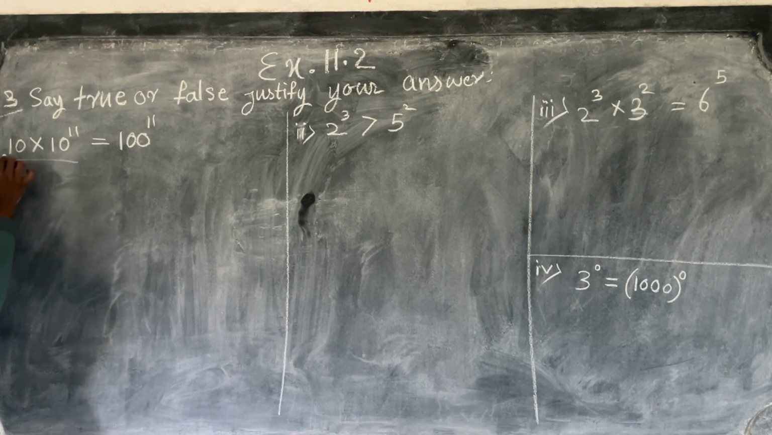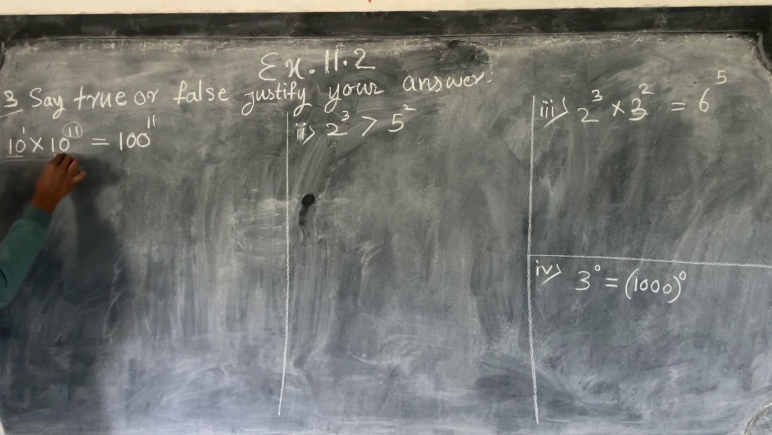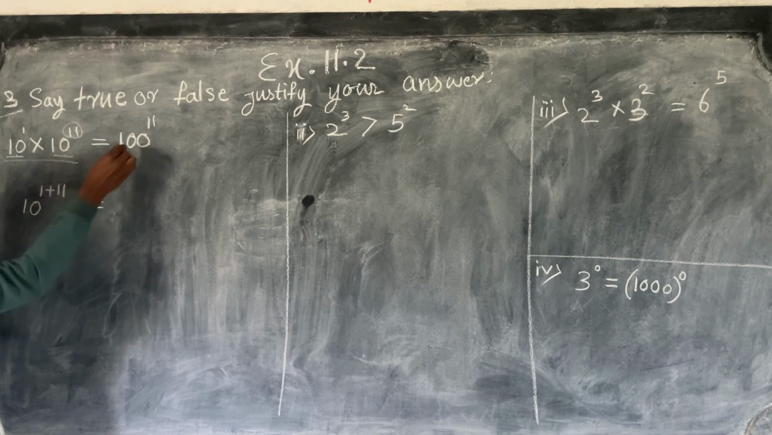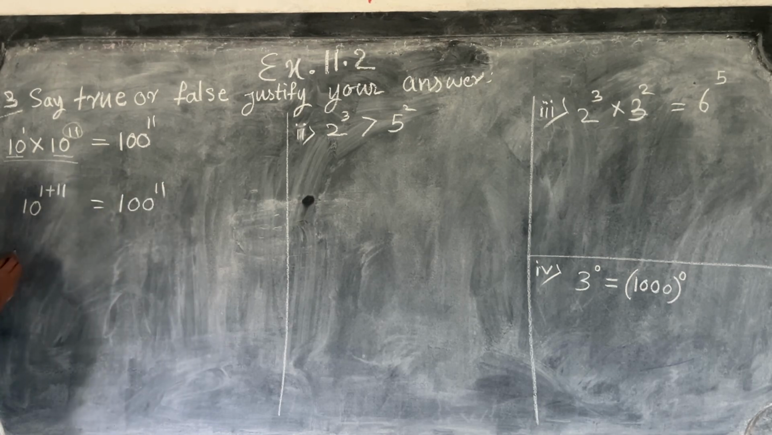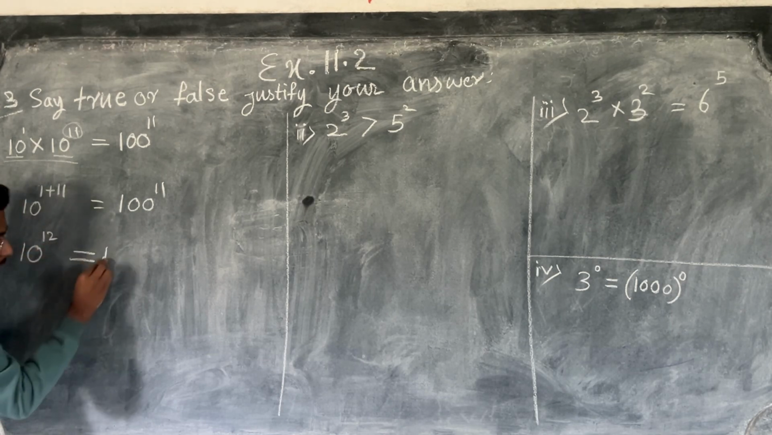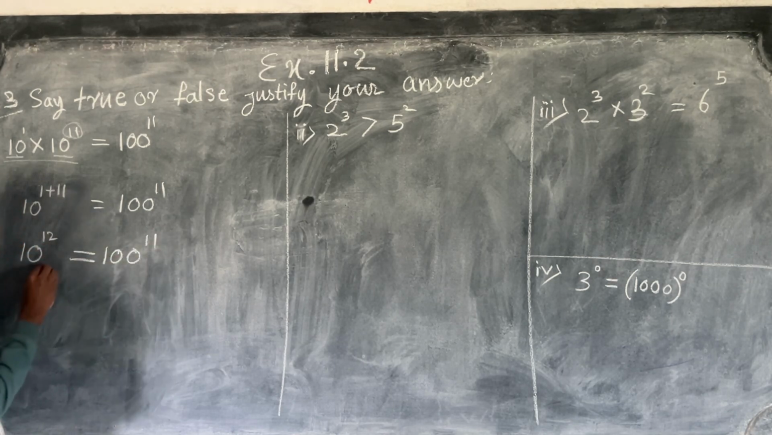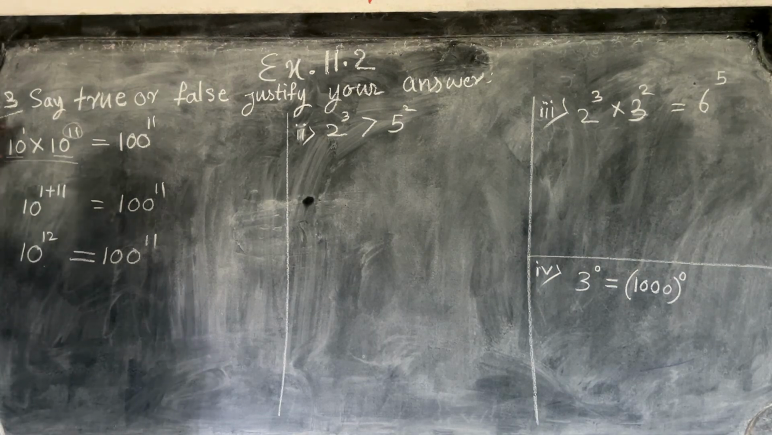So come to the first question. You can see the base is the same and the power is different. There is no power, that means there is a 1. A to the power m into a to the power n, we have to add both powers. 10 to the power 1 plus 11. And what is on this side? 100 to the power 11. So 10 to the power 11 plus 1 is 12, and here it is 100 to the power 11. Both are not the same. So that is why this given equation is false.